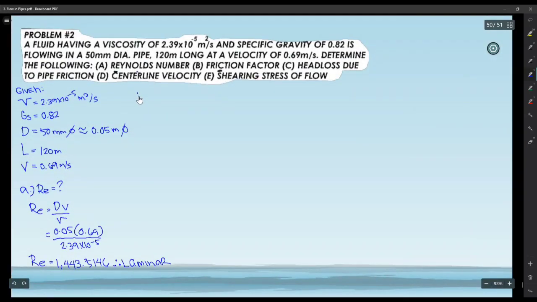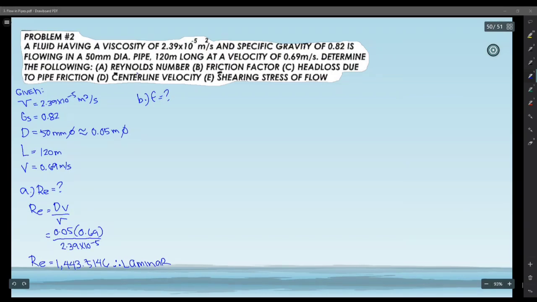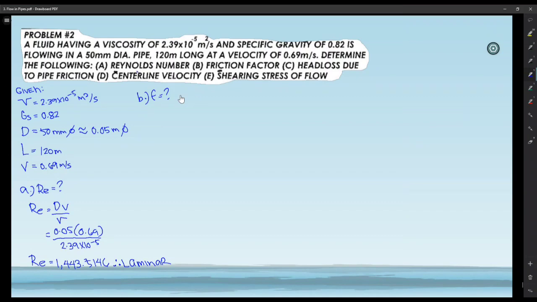Next, for letter B, ano ba yung sunod na pinapahanap natin? Dito is yung friction factor, f. Okay? Kung babalikan nyo yung formula, since this is a laminar flow, di ba magkaiba yung formula for laminar and turbulent flow pagkuha dun sa friction factor. So, since this is a laminar flow, yung equation mo for friction factor is simply equals lang sa 64 divided by the Reynolds number.